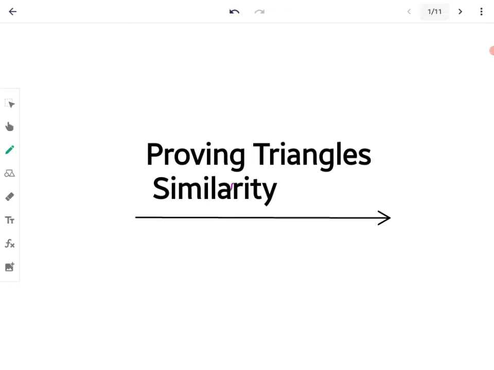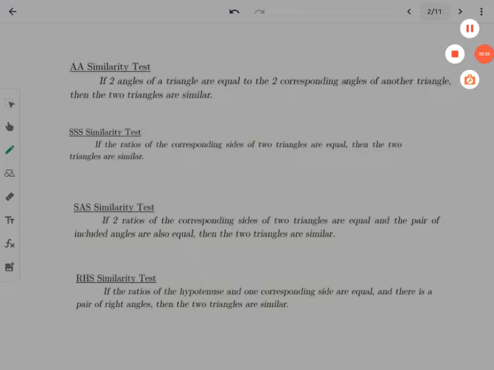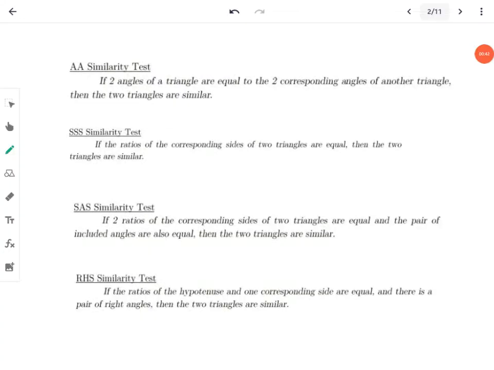Before that, let us recall first the tests which we use in proving triangle similarity. The first one is the AA similarity test. It says that if two angles of a triangle are equal to the two corresponding angles of another triangle, then the two triangles are similar. So in this test, we just need to show two pairs of corresponding angles, not necessarily three.